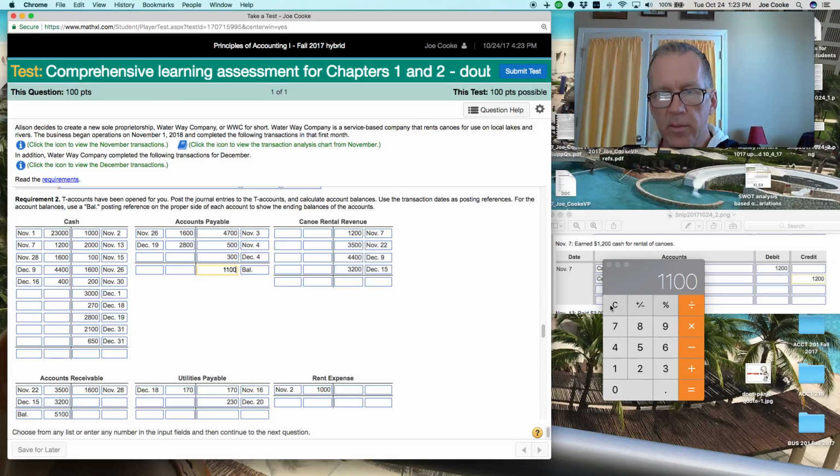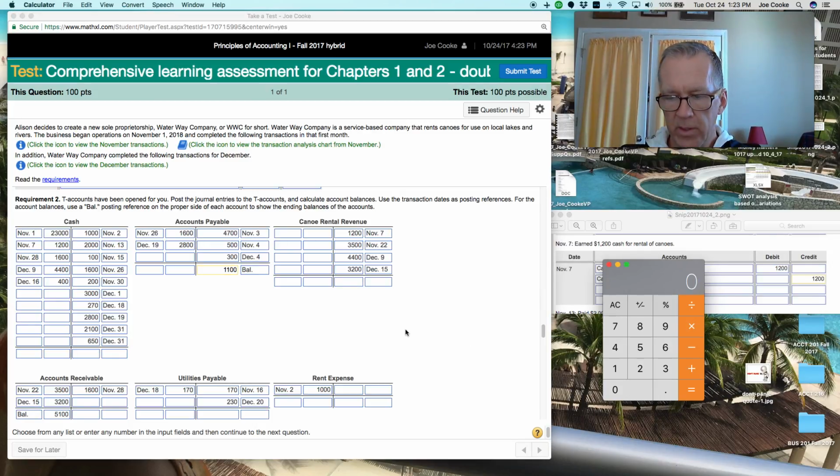Another way to do this, if I may just do this quickly, is to always do debits minus credits. 1,600 plus 2,800 minus 4,700 minus 500 minus 300. And if it comes out negative, that means it's on the credit side. That doesn't mean that credits are negative numbers. They're not, because notice that credits increase accounts payable.